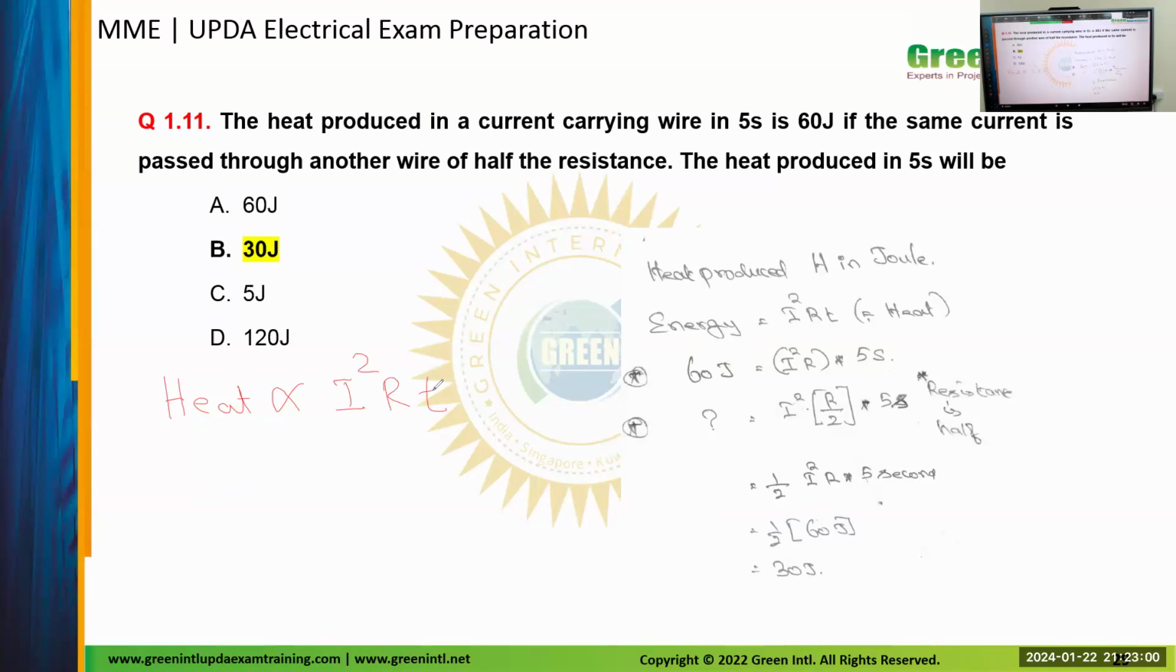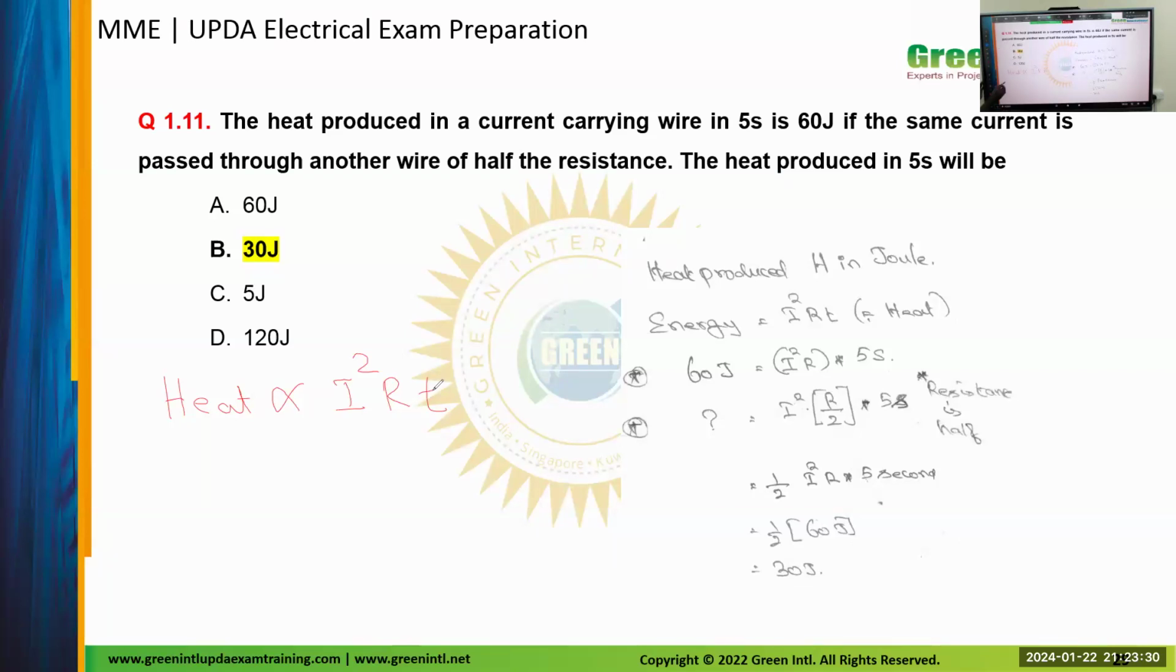The heat produced in a current carrying wire in 5 seconds is 60 joules. The same current is passed through another wire, but the other wire has a resistance half of the earlier one. If the earlier wire is R ohm, the other is R by 2 ohm. So the heat produced in 5 seconds will be?